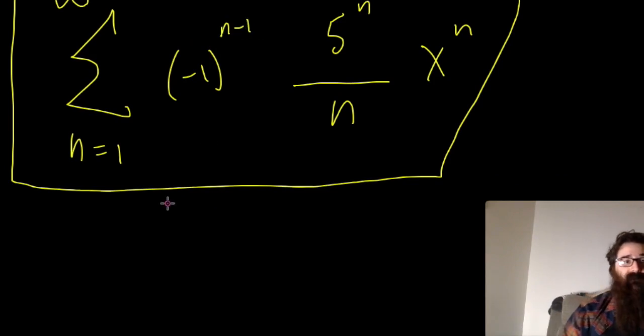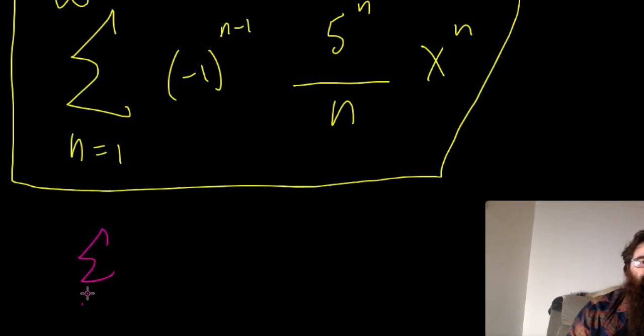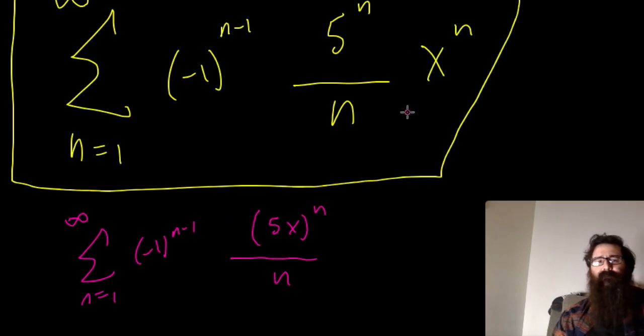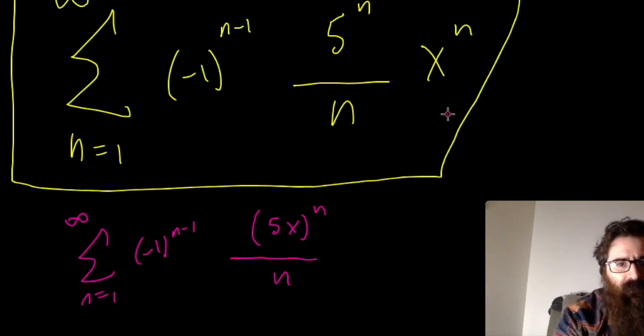If you do want to write this in a more concise way, and maybe that's something you're interested in, you could say sum from n equals 1 to infinity of negative 1 to the n minus 1. And then, since it's x to the n and 5 to the n, I could write that as 5x collected to the power of n, over n. And this looks nice for a different reason. Certainly nothing bad about writing it this way, but I think my preference might even be this, depending on what I'm doing with the power series.